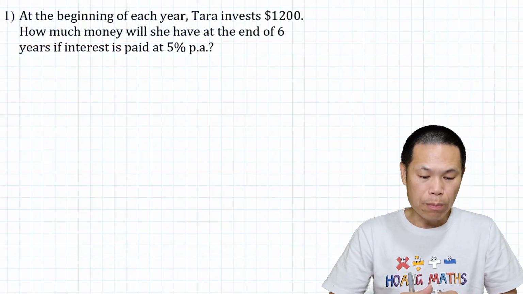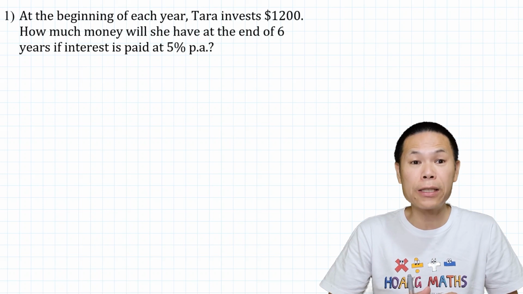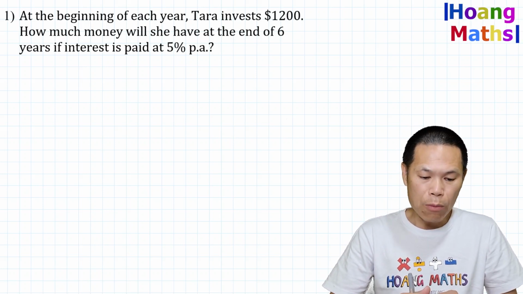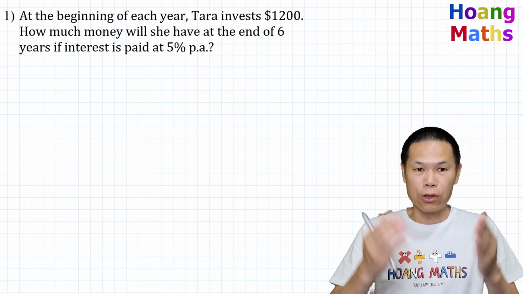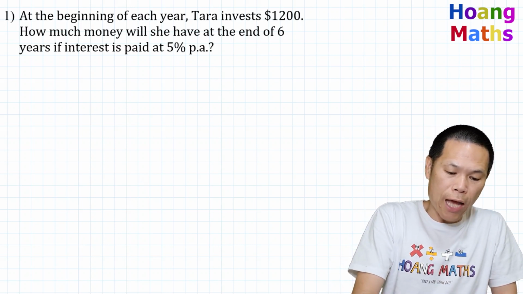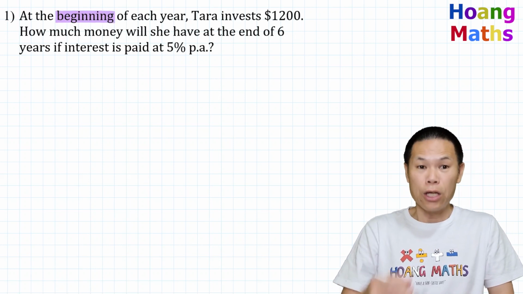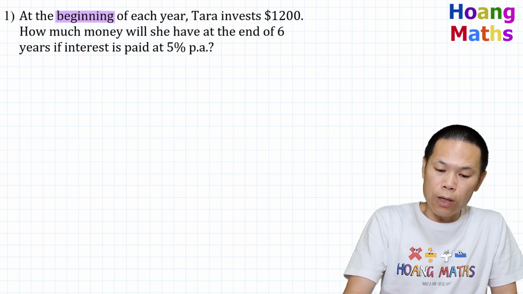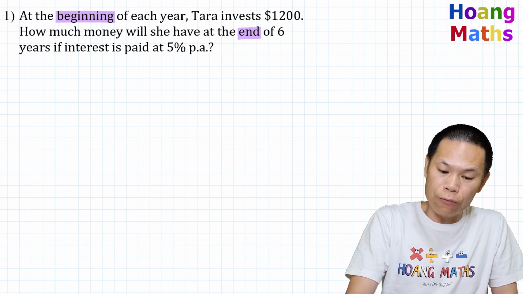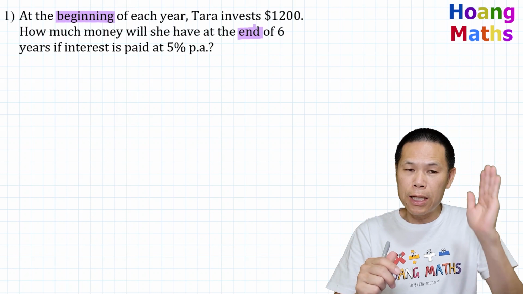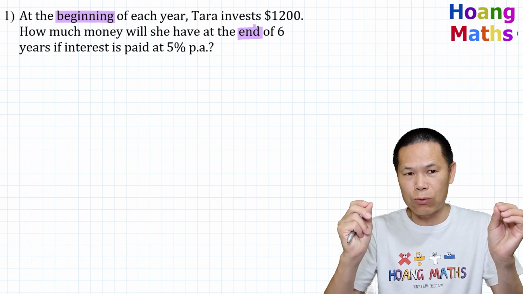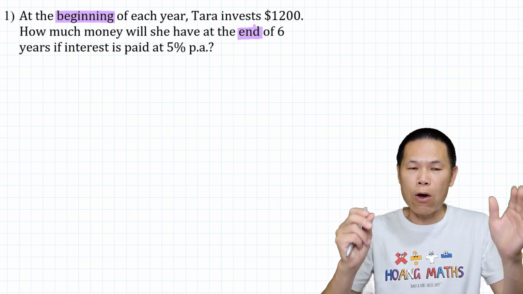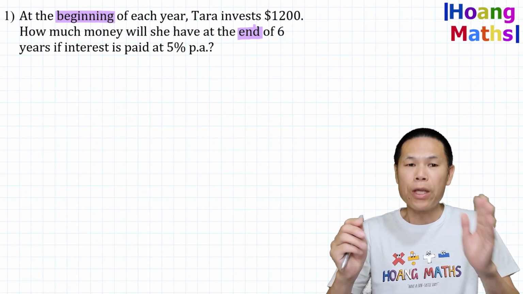First one, at the beginning of each year, Tara invests $1,200. How much money will she have at the end of 6 years if interest is paid at 5% per annum, which means 5% per year? Very important is that she invests at the beginning of each year. We want to work out how much she has at the end of 6 years. At the beginning, Tara puts $1,200 in. At the end of the year, she will have interest on top of that as well. So we just need to work out how much she has at the end of each year, and then we add them up.